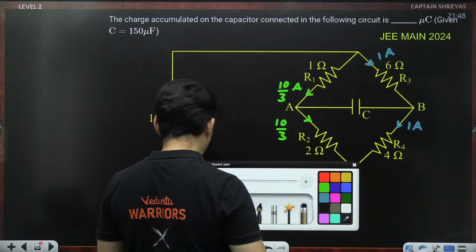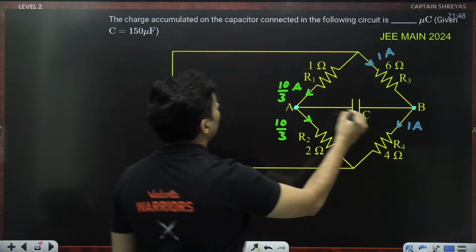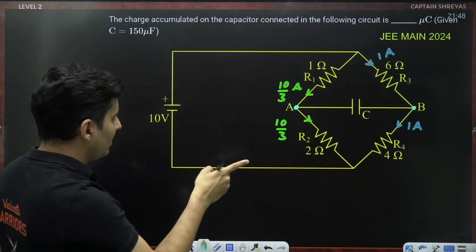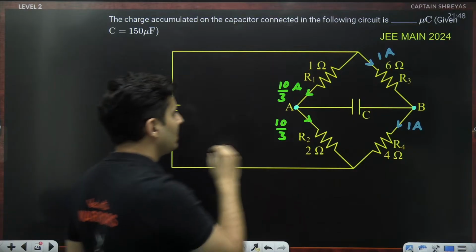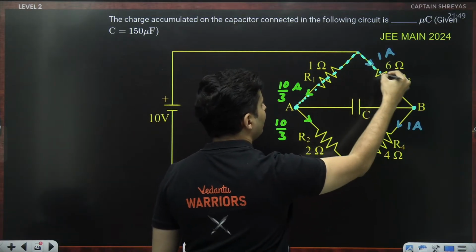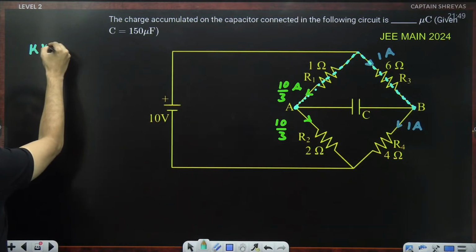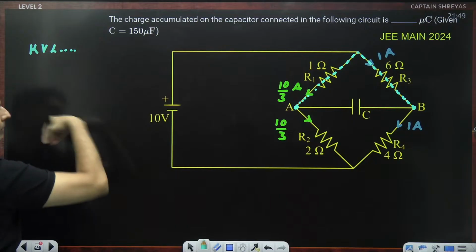And what do I need to find? I need to find the voltage difference between this point and this point so that we can find the charge. So how about this? I apply Kirchhoff's voltage law from here to here. I apply Kirchhoff's voltage law, but not the complete loop law, a partial law.